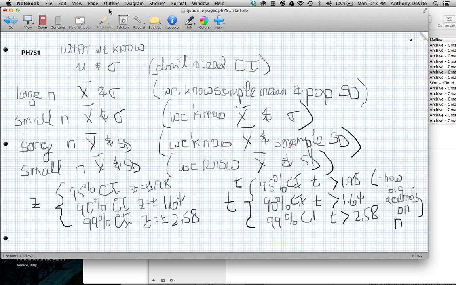But in both cases, since I know sigma, I can apply the central limit theorem with a lot of confidence, because I know exactly how this population is distributed. So large sample size, small sample size, that's going to correct for itself because we know sigma. Okay, what's the next possibility?